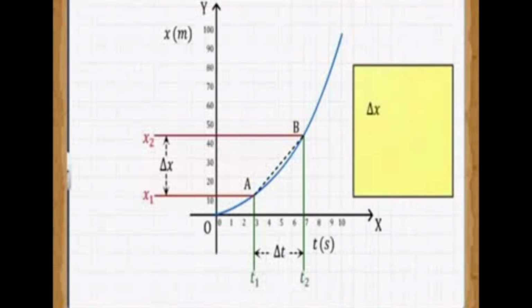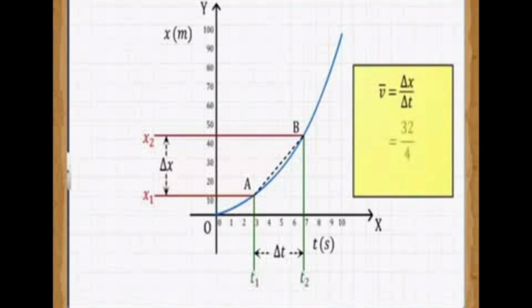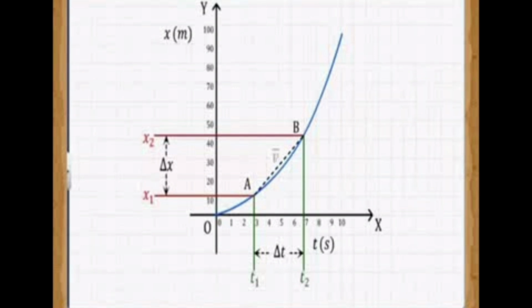You can calculate delta x equals change in distance, x2 minus x1. Delta t equals the change in time, 42 minus 10. So that is in the graph. So 32 is the change in distance. Time period in that particular distance is T2 minus T1. So 7 minus 3 you can get 4. So we can divide the two values. By using this formula, 32 by 4, you can get average velocity equal to 8 meters per second. This is the method of calculating the average velocity by using the graph.